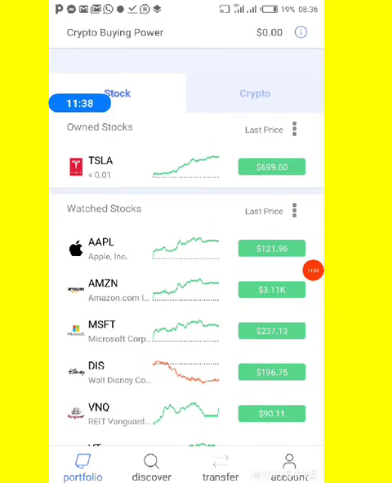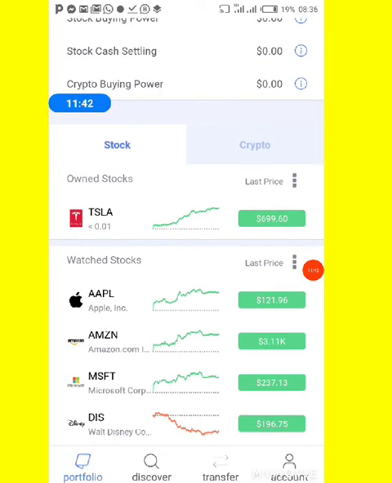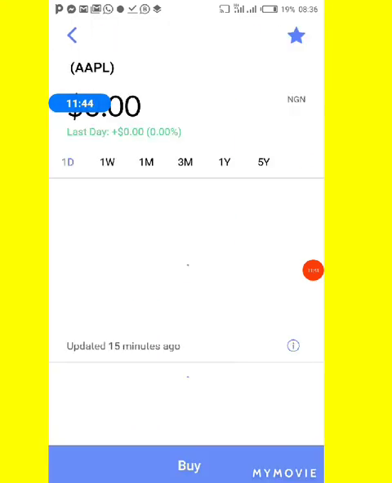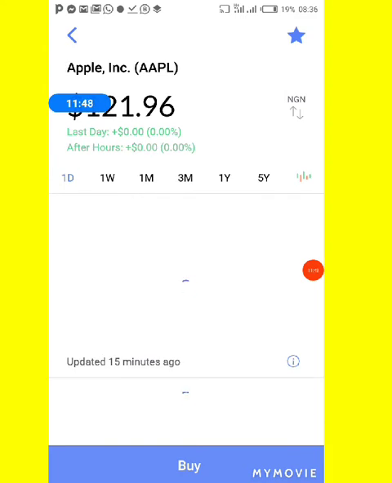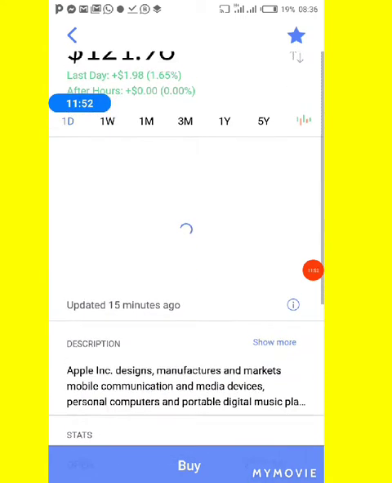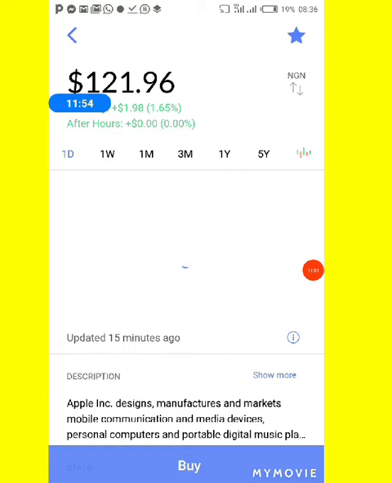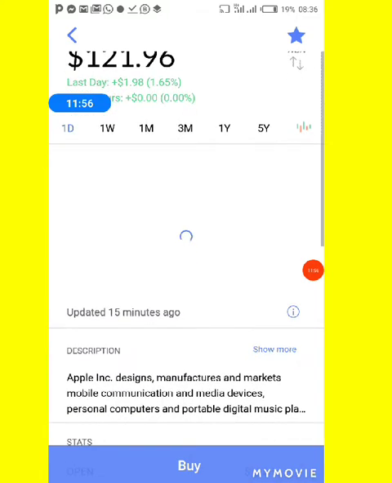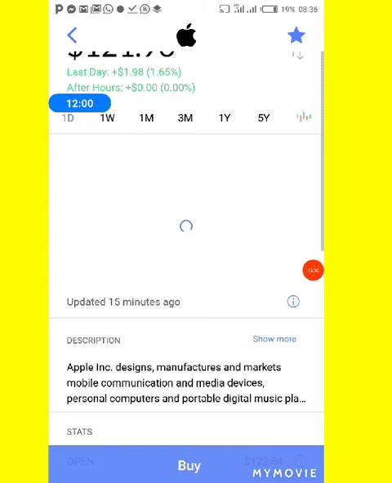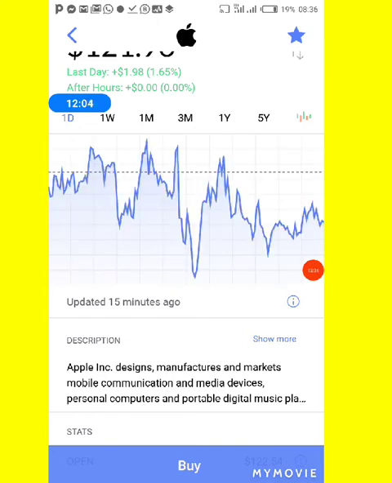Let me go to Apple, I'm choosing Apple here. Just click on Apple to open. Now, as you can see, under this Apple here, I have the total value of Apple, that is, to buy one share from the Apple company, you need $121.96 to buy one share from Apple.